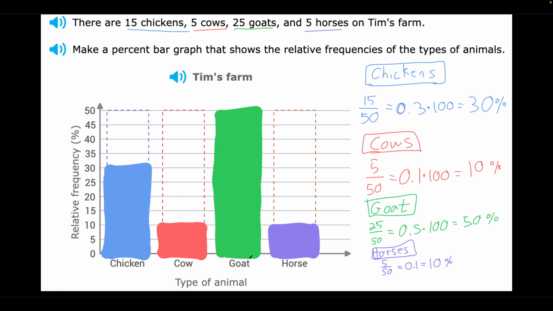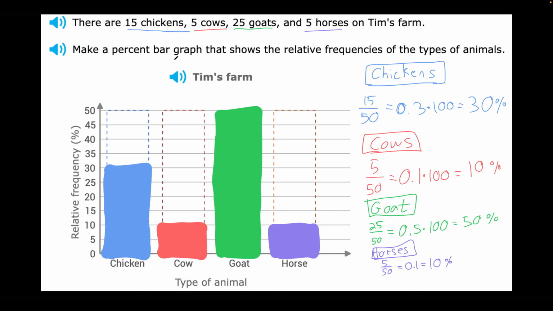Two things to note here. Number 1, cows and horses had the same amount, 5 and 5, which is why they have the same percentage of 10%. You will also notice that if you add up all of these percentages, 10%, 50%, 10%, and 30%, they equal exactly 100%. And that's because that is all of the animals on Tim's farm, so we should add up to 100%.